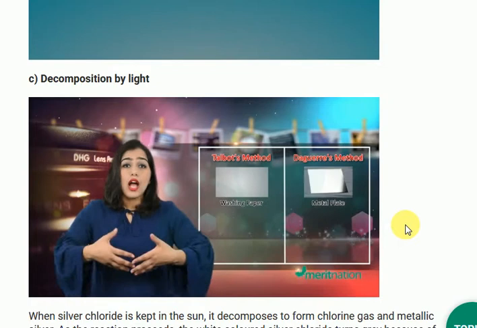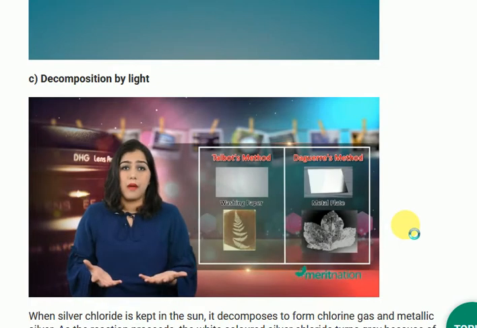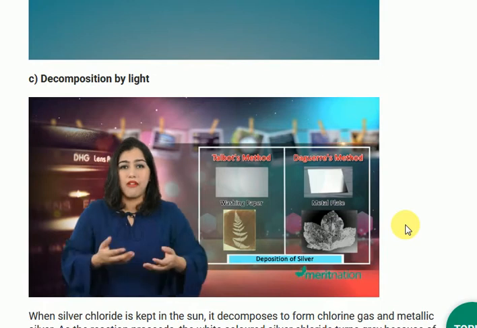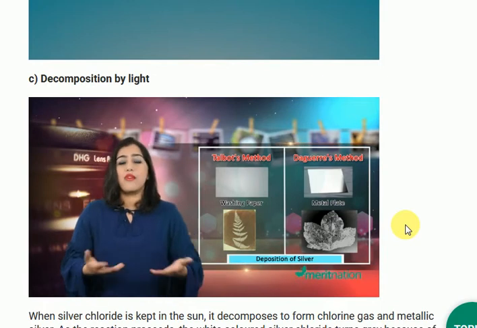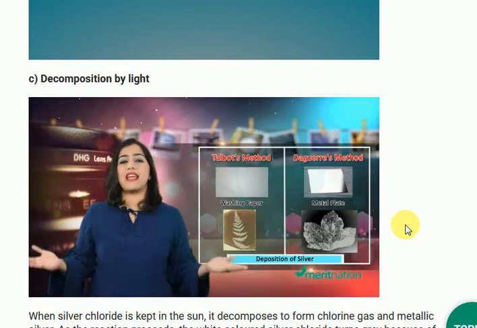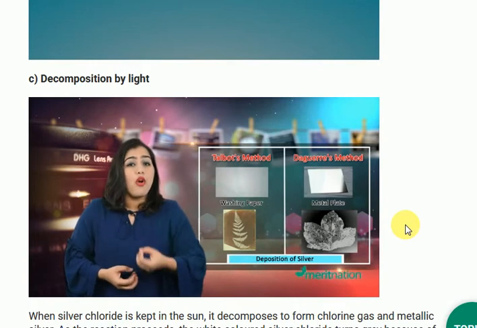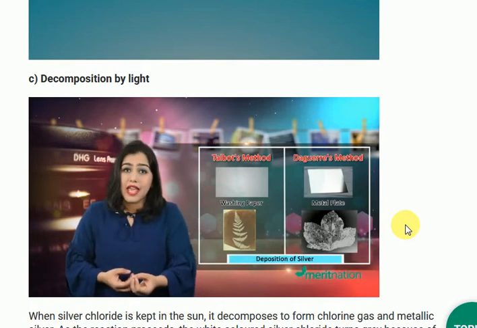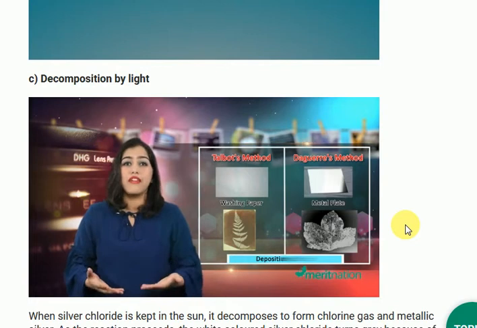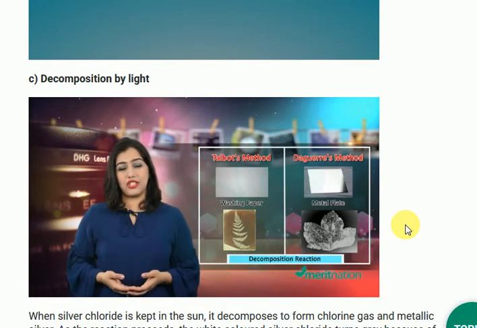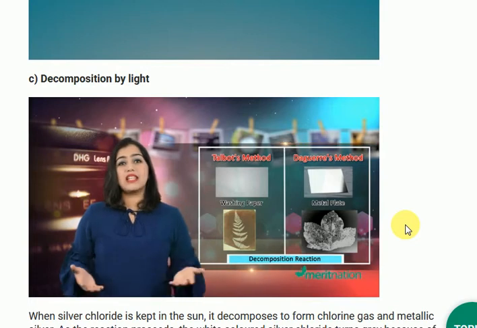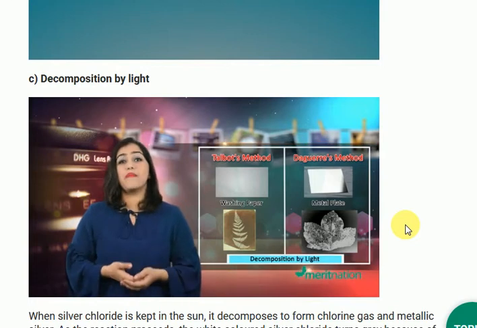Now dark patches were developed on the paper or plate due to deposition of silver. These on further processing gave the classic black and white photographs. So what important thing to observe here is that in photography, decomposition reactions are at work. So this is a brilliant example of decomposition by light.